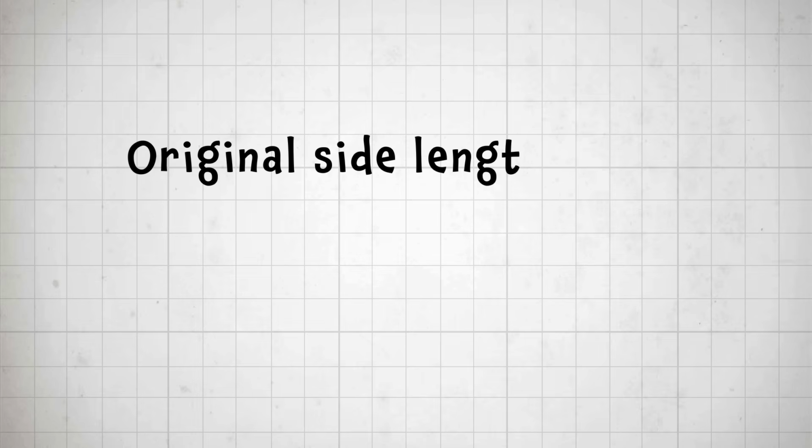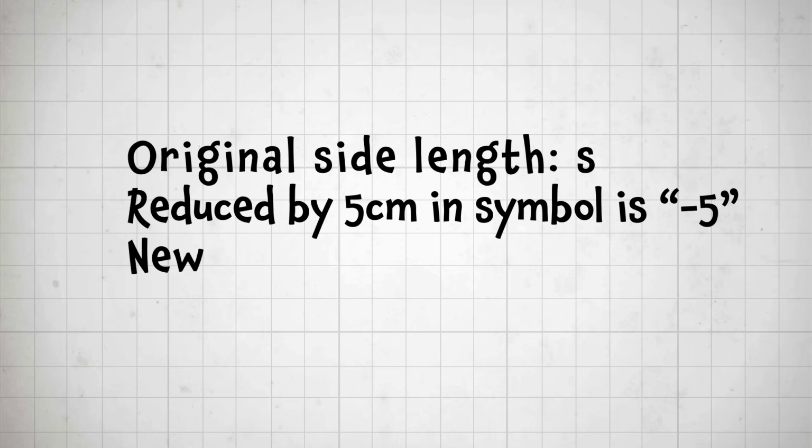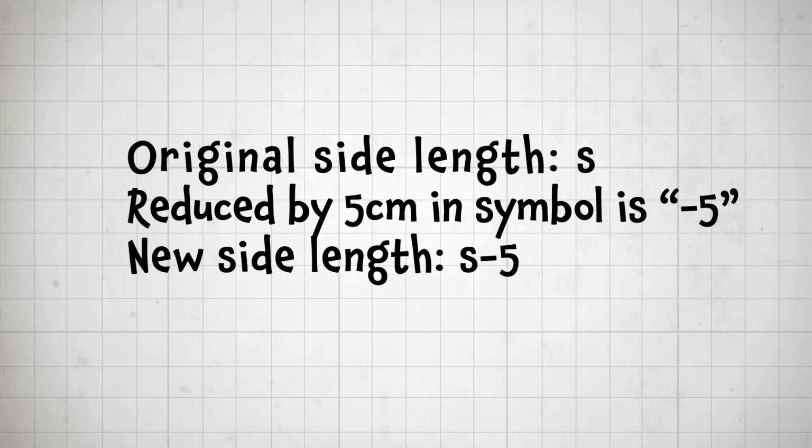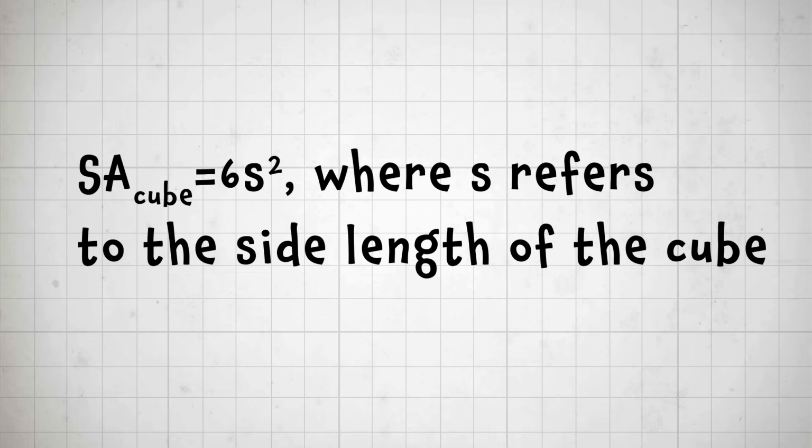Now, let me discuss this first. A cube is a solid figure that is made up of 6 faces that are all squares. The dimensions of a cube are reduced by 5 centimeters. This means that the original side length, which is unknown, is shortened by 5 centimeters, thus the change from s to s minus 5. The formula for the surface area of a cube is given by the equation SA equals 6s squared, where s refers to the side length of the cube.